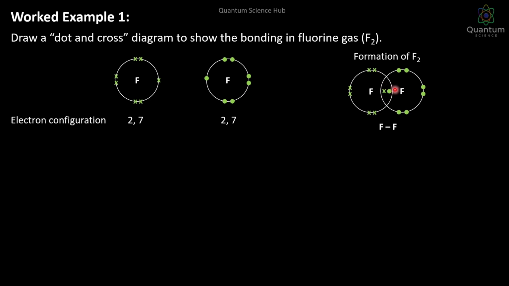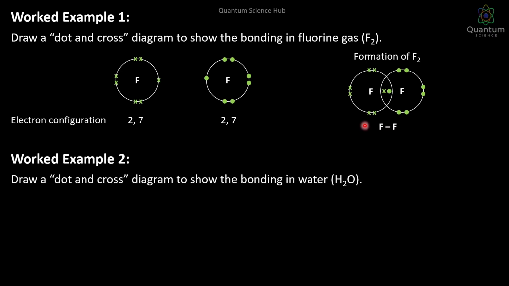So in this case, they are sharing 1 pair of electrons. And now, this fluorine will become 8. The valence electron is full or complete, which is stable. The same thing with this fluorine as well. So they have one pair of sharing electrons, and this is what we call a single covalent bond.